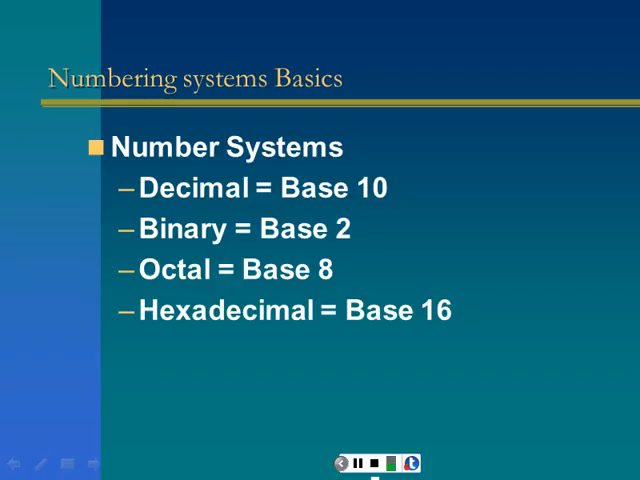Octal, y'all know what an octopus has, right? Eight legs. So octal is a base 8. So we have numbers 0 to 7. And hexadecimal is a base 16. So in a base 16 numbering system, we have 0 to 15 as our numbers, except we can't have but one digit. So 10, 11, 12, 13, 14, and 15 become A, B, C, D, E, and F.